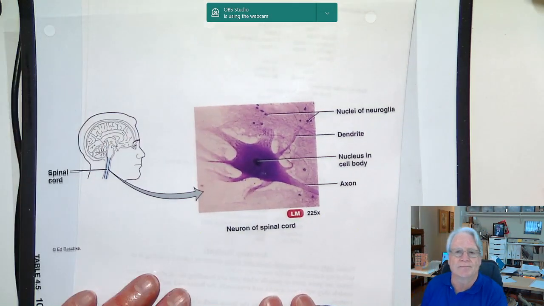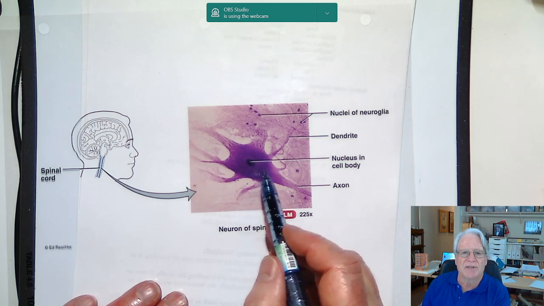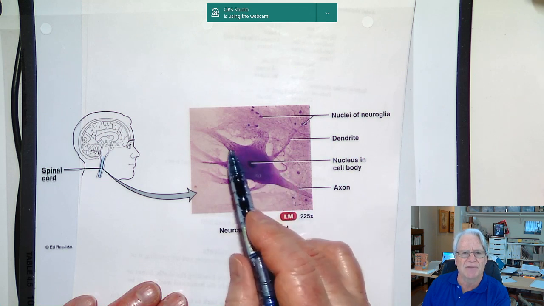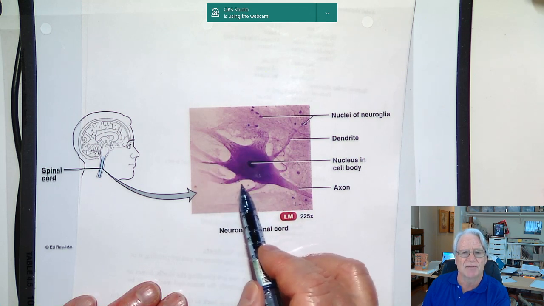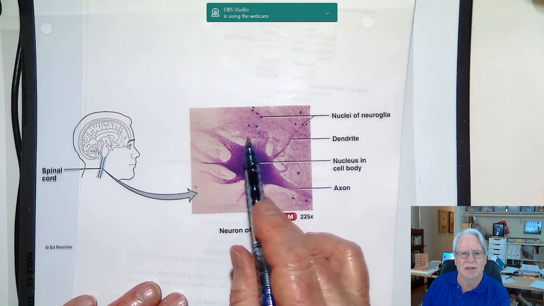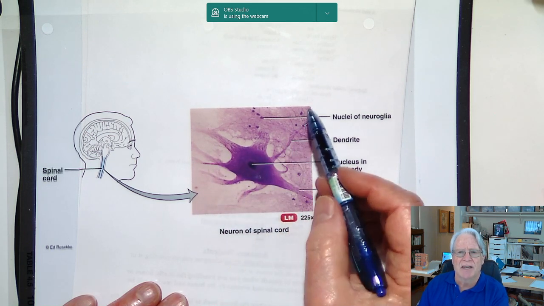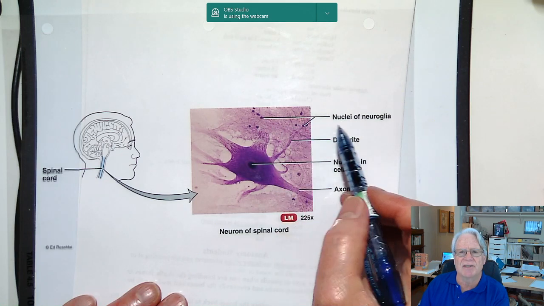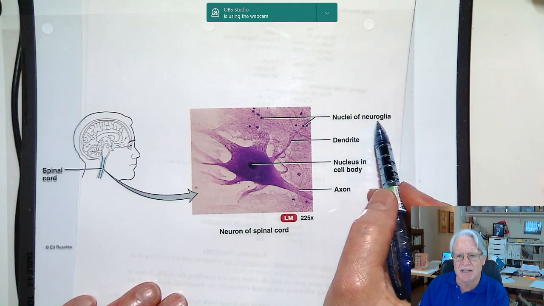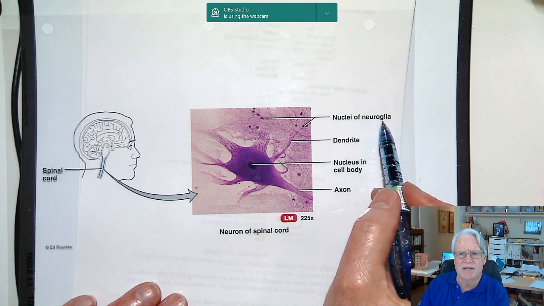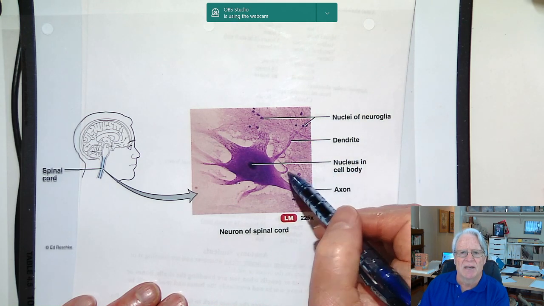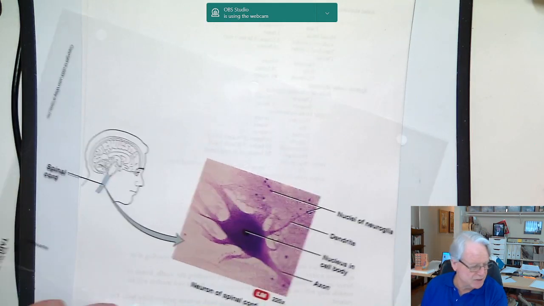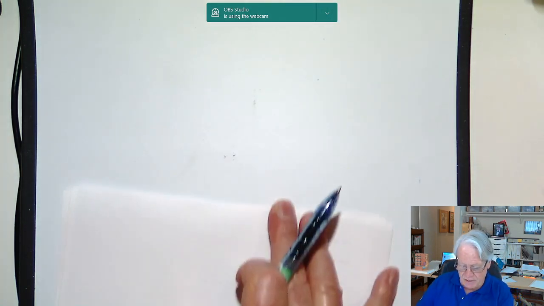So I have the cell body. This is where we find the nucleus. I have the axon, which is this long process. And then I have these shorter processes that are sticking off here. Those are the dendrites, so basic structure of a neuron. And then if you look closely, in this picture, they're identifying these dark dots as the nuclei of neuroglia cells. And that's the second type of cell that we find in the nervous system. So we have the neuron, and then neuroglia cells. Those are the two different types of cells. So let's talk about that.